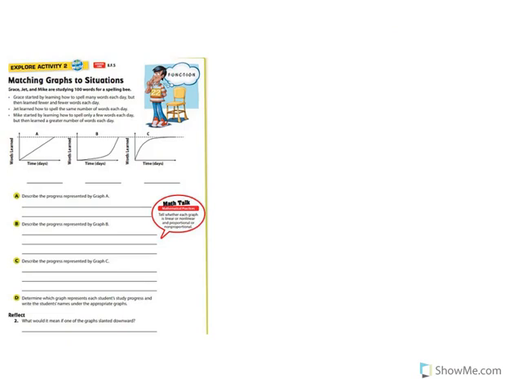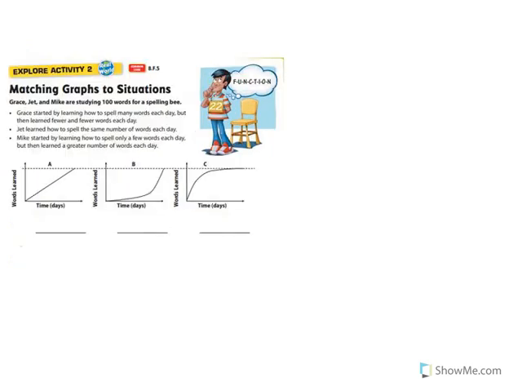All right, next example. This is what you will most likely see on standardized tests. They're going to give you examples of functions, and then they're going to give you scenarios, and then they want you to match each with what is true. And so in this case, we have Grace, Jet, and Mike studying 100 words for a spelling bee, and which is which.